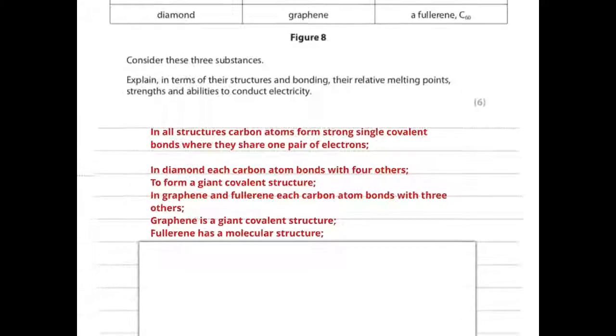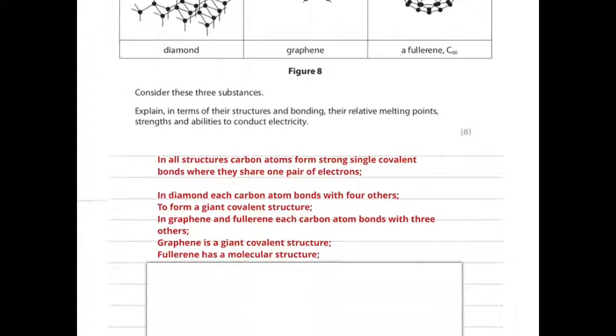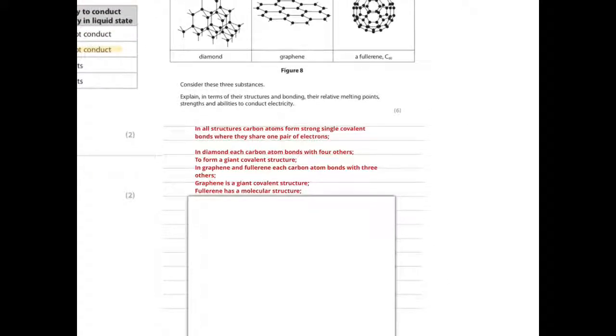So we're just talking about the structure at the moment. You can see that this is basically a sprawling, look at the way the bonds keep on going here and here and here, but that doesn't happen here. So this is a molecule, but these are giant structures because they continue on and on. And that will affect certain properties about them.